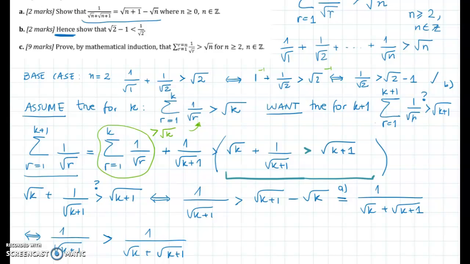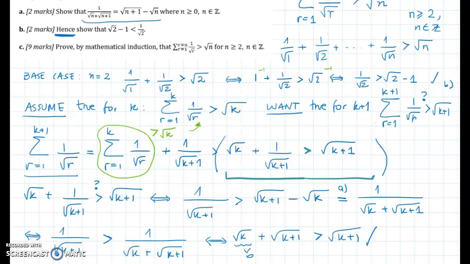But this is similar to the reasoning we had in part B. We can compare the fractions we have, or we can even multiply by the denominators and say that this is true if and only if square root of k plus square root of k plus 1 is greater than square root of k plus 1. And that's true because the square root of k is greater than 0. So we proved what we wanted to prove for k plus 1.